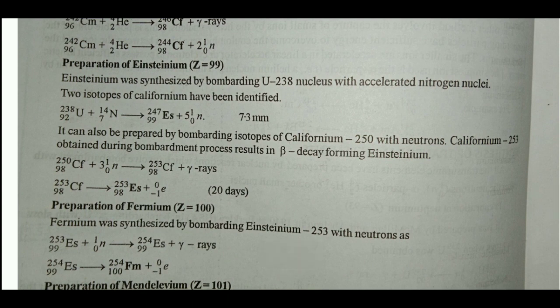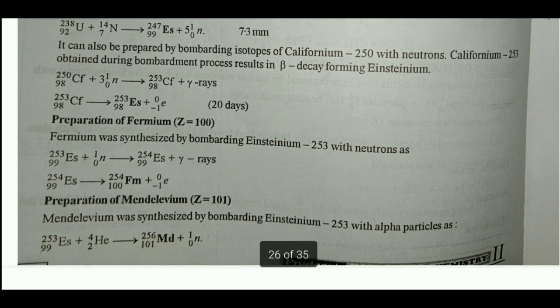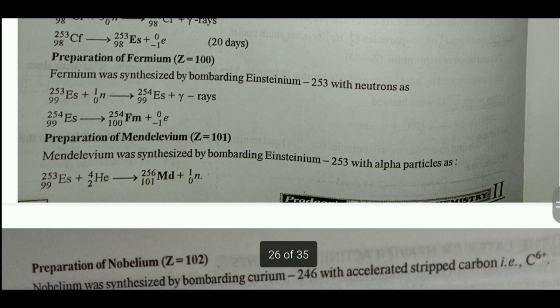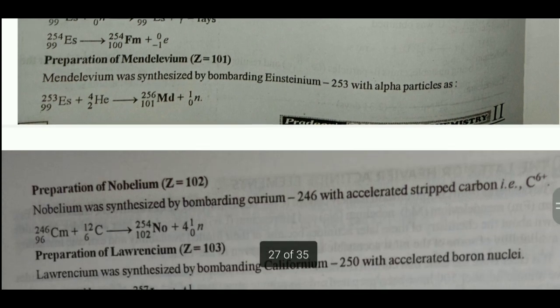Two isotopes of californium have been identified. It can also be prepared by bombarding isotopes of californium-250 with neutrons. Californium-253 obtained during the bombardment process undergoes beta decay, forming einsteinium. Preparation of fermium. Fermium was synthesized by bombarding einsteinium with neutrons. Preparation of mendelevium.